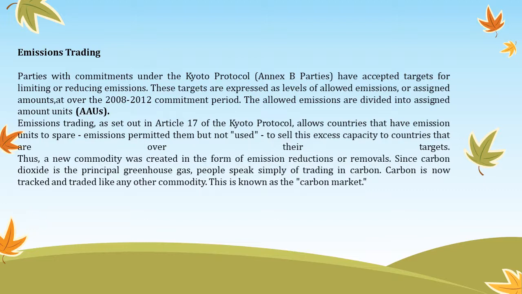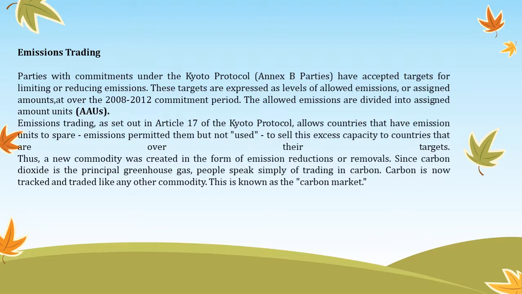So basically, the parties with the commitment, the so-called Annex B country parties, have accepted a target for limiting or reducing emissions, right? Now, these targets are expressed as a level of allowed emissions, or so-called assigned amounts. So during the first commitment period, say from 2008 to 2012, these Annex B countries were allowed to emit up to a certain extent.